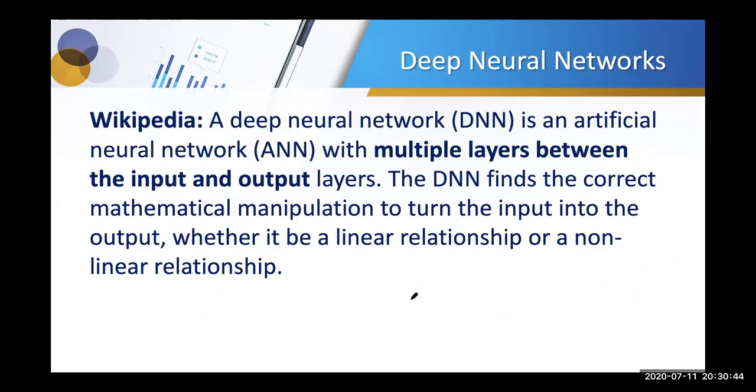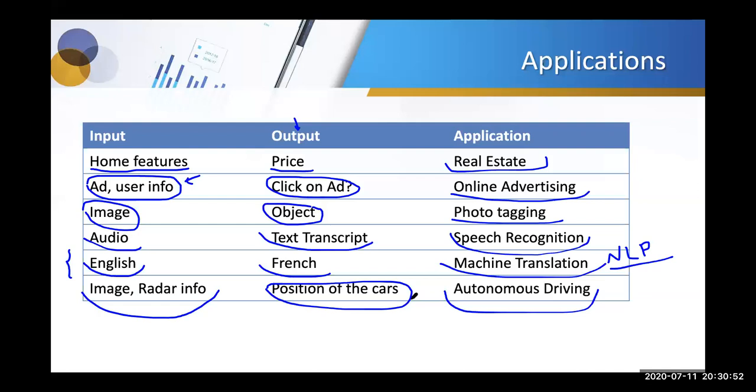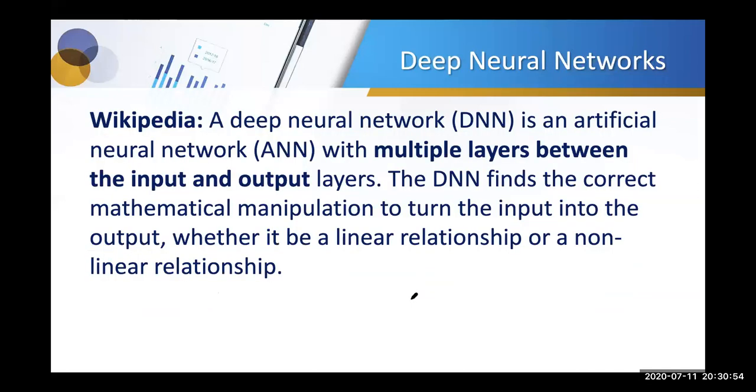Okay, so we talked about up to here. We're just talking about neural networks in general. But the topic of our workshop tonight is deep learning, or deep neural networks. What are deep neural networks? Okay, so we go back to Wikipedia and see how they define deep neural networks. Wikipedia says a deep neural network is an artificial neural network with multiple layers between the input and output layers.